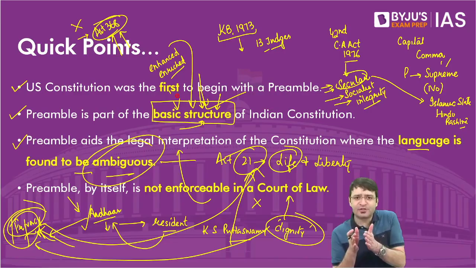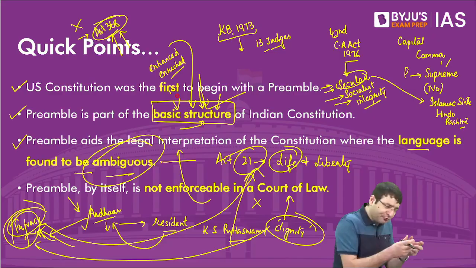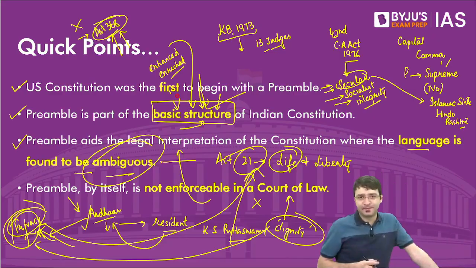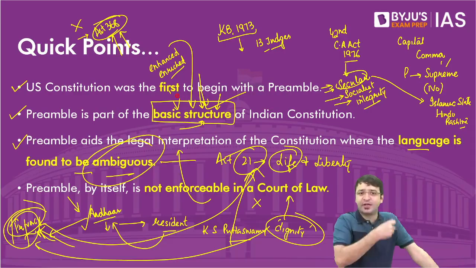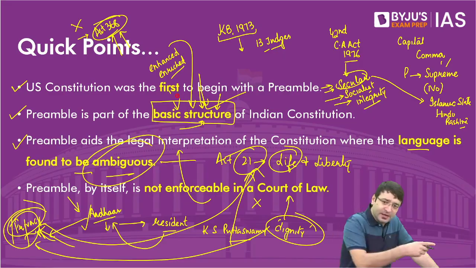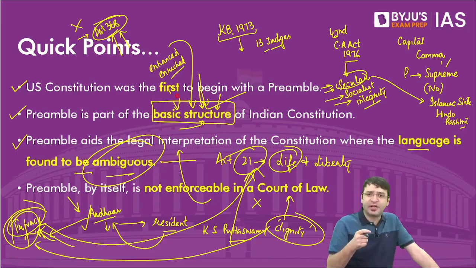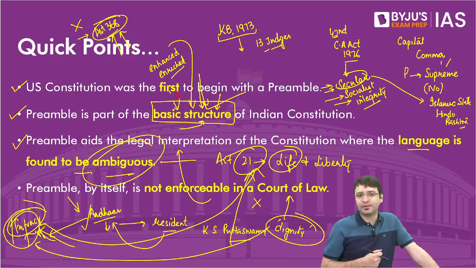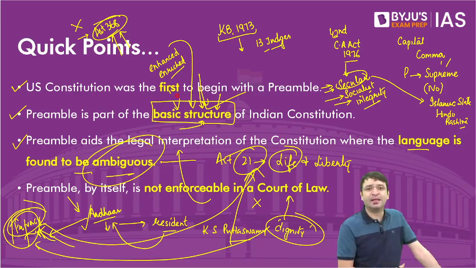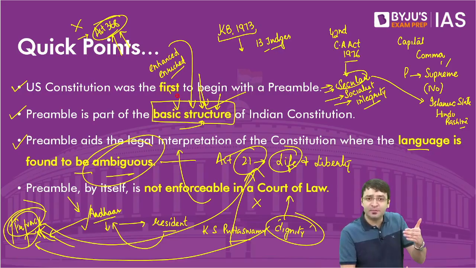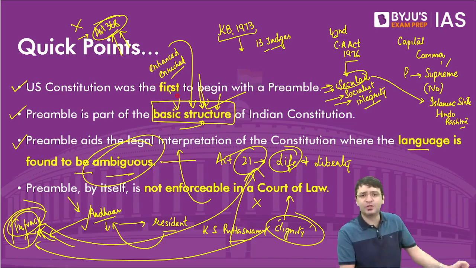Because the objectives mentioned in the preamble are enforced through fundamental rights. If the objective of the Constitution mentioned in the preamble is liberty, that is implemented through fundamental rights chapter. If the objective of the Constitution is justice, that is implemented through other provisions of the Constitution. If the objective mentioned in the preamble is dignity of an individual, that is ensured through other provisions of the Constitution. And the significance of preamble is it helps in the legal interpretation of the Constitution if the language is found to be ambiguous. Two more things.